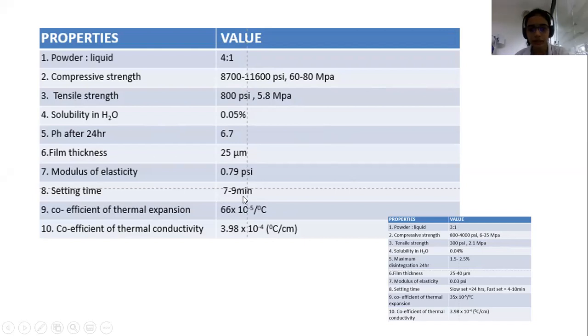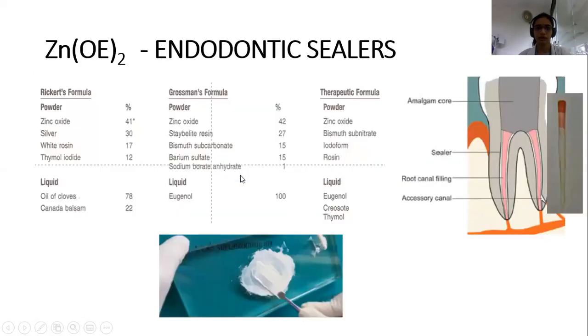Other than that, the setting time is 7 to 10 minutes for EBA modified zinc oxide eugenol. The solubility in water is 0.05%. pH after 24 hours is 6.7. Film thickness is 25 micrometers. And modulus of elasticity is 0.79 pounds per square inch.